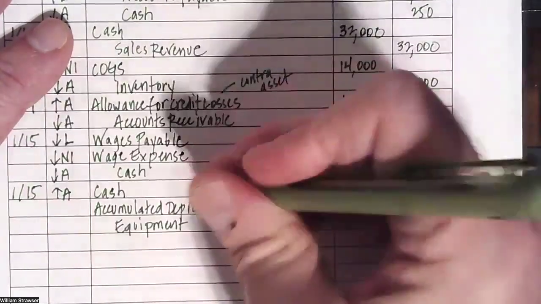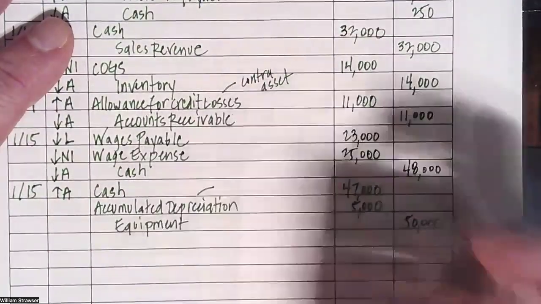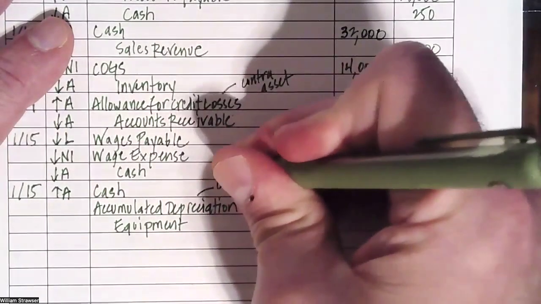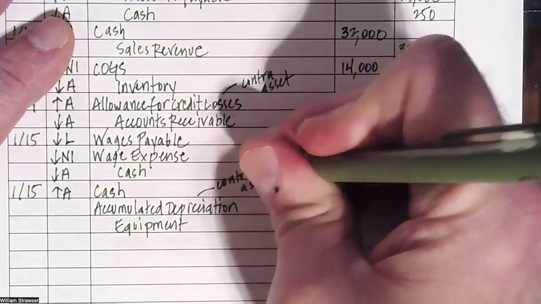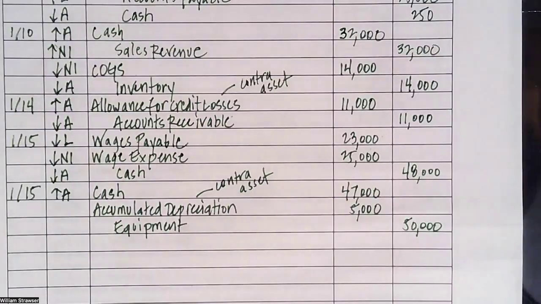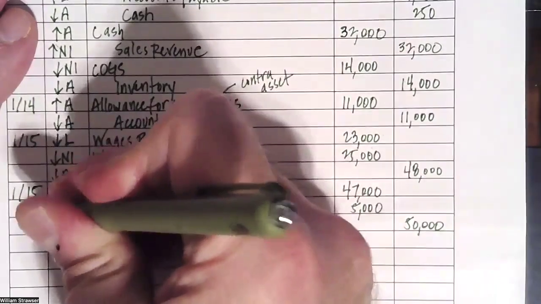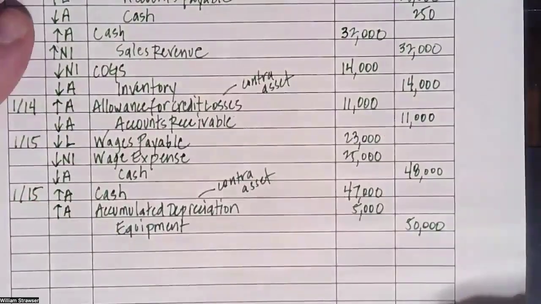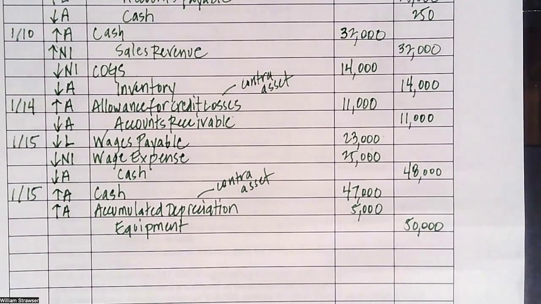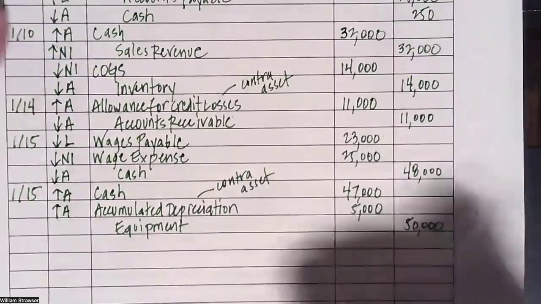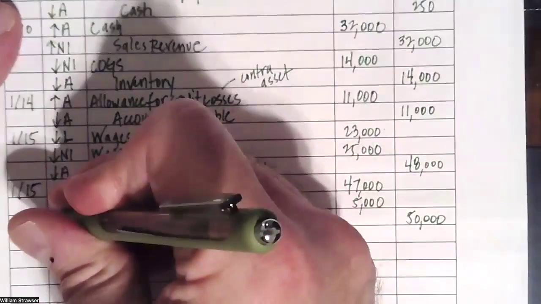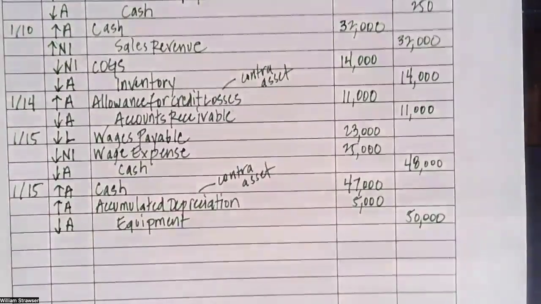Accumulated depreciation is, like allowance for credit losses, a contra asset. So it is tied to my equipment and reduces the value that I record for my equipment on the balance sheet. Like any contra asset, it still follows the rules of assets. When I debit it, it increases assets. When I credit it, it reduces assets. The equipment I sold is reducing assets because I'm crediting the asset.